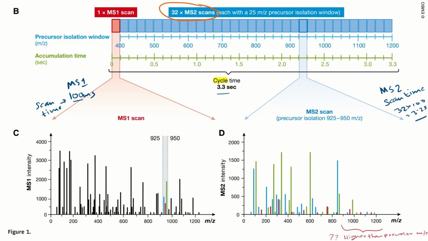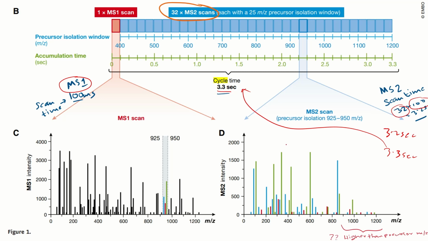Now moving to the next slide, I have annotated a few things to explain this a little better. They have a cycle time of 3.3 seconds. The scan time of MS1 is 100 milliseconds, and the scan time of MS2 for each window is 100 milliseconds. There are 32 windows, so that counts to 3.2 seconds for MS2 scans and 100 milliseconds for the MS1 scan, so that is 3.3 seconds.